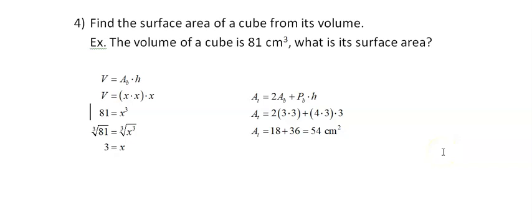So those are the different types of calculations that will come up. And remember that the first thing you'll have to do is to identify what type of solid you're dealing with before you do that math.